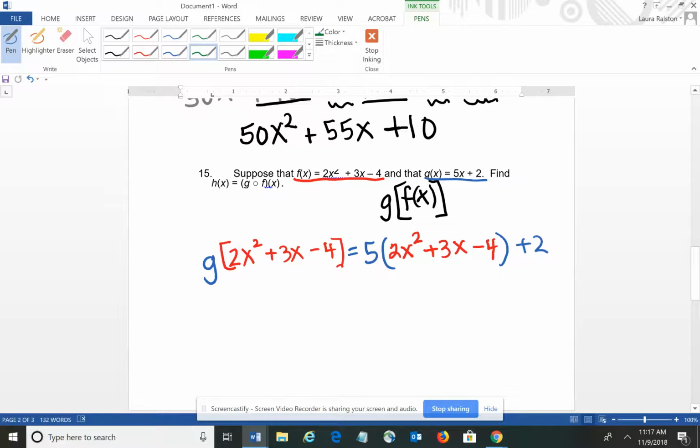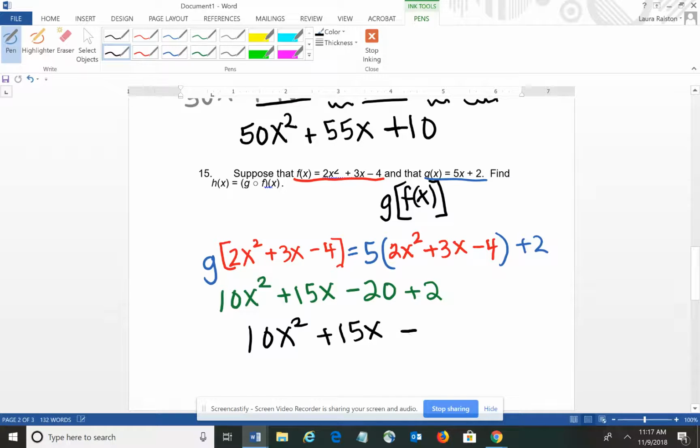We do the multiplication. 5 times 2x squared is 10x squared. 5 times 3x is 15x. 5 times minus 4 is minus 20 plus 2. And then finally, we come back and we combine like terms. So I have 10x squared plus 15x minus 18. Minus 20 plus 2 is negative 18.